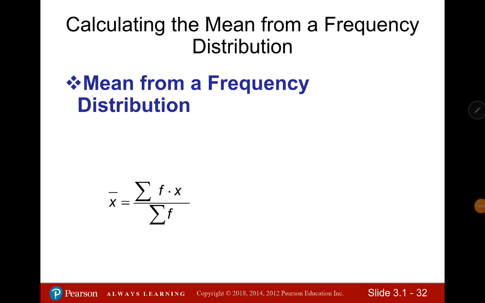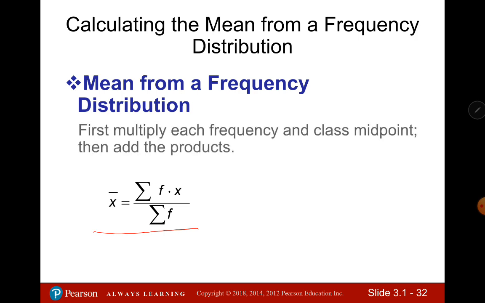Sometimes we should get the mean from a frequency distribution. If we do not have the original data set, and we are only given a frequency table, we could use this formula to get the mean value. But this mean is not exactly the mean. It's just the mean from a frequency distribution. So let's check.